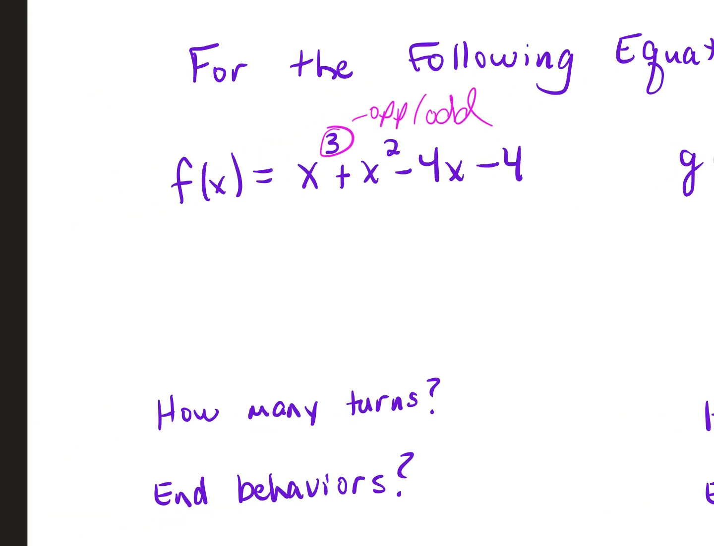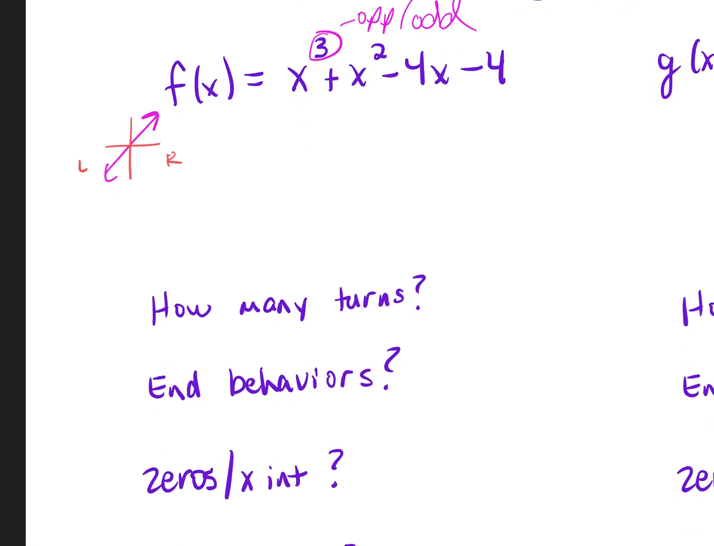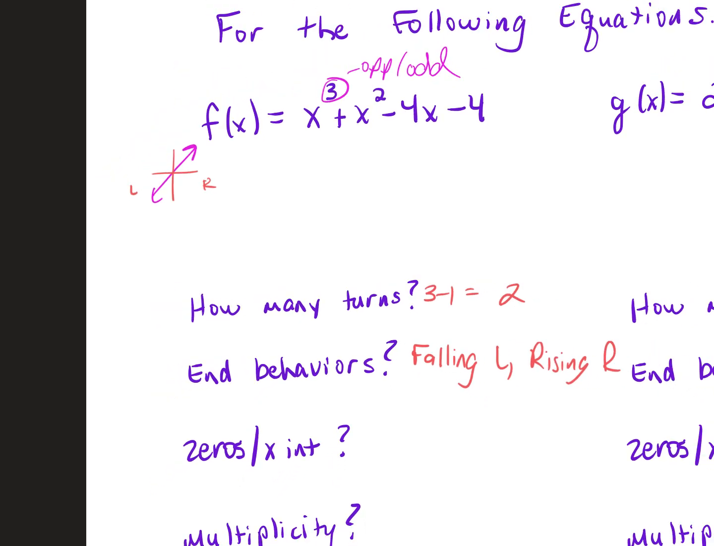It's positive. So a positive odd function would look something like this, correct? Okay, here's the left-hand side of the graph, and here's the right. So what are your end behaviors? What's going on the left? It's falling left, great Chris, falling left, rising right, correct? How many turns, how many bumps should this thing have? Yep, 3 minus 1, it's going to have 2 bumps. Perfect. How do we find the zeros?